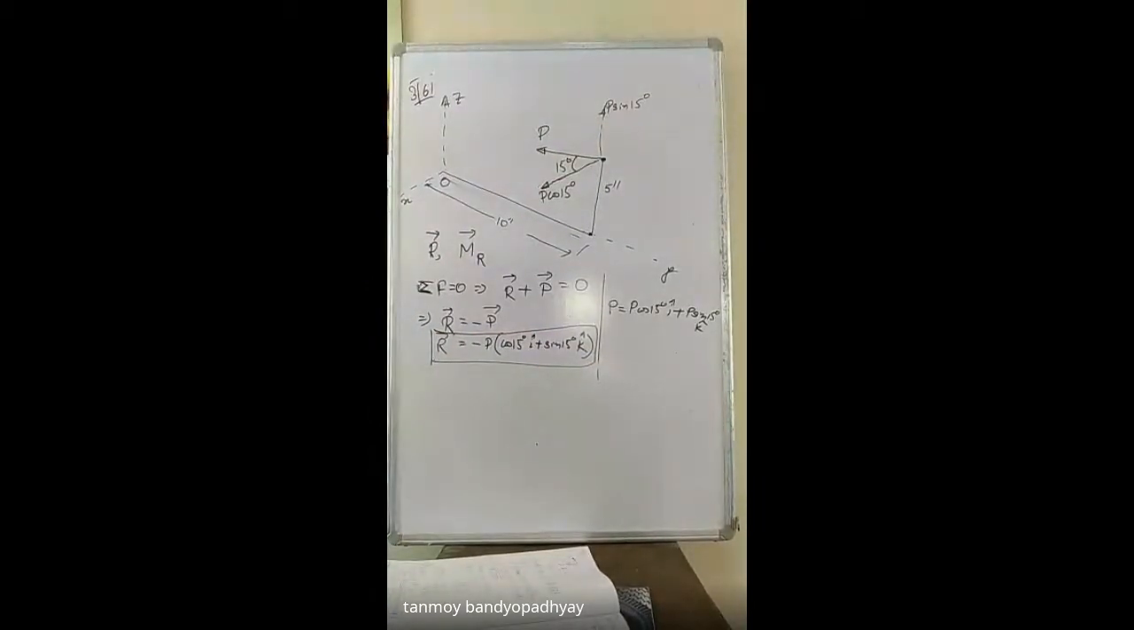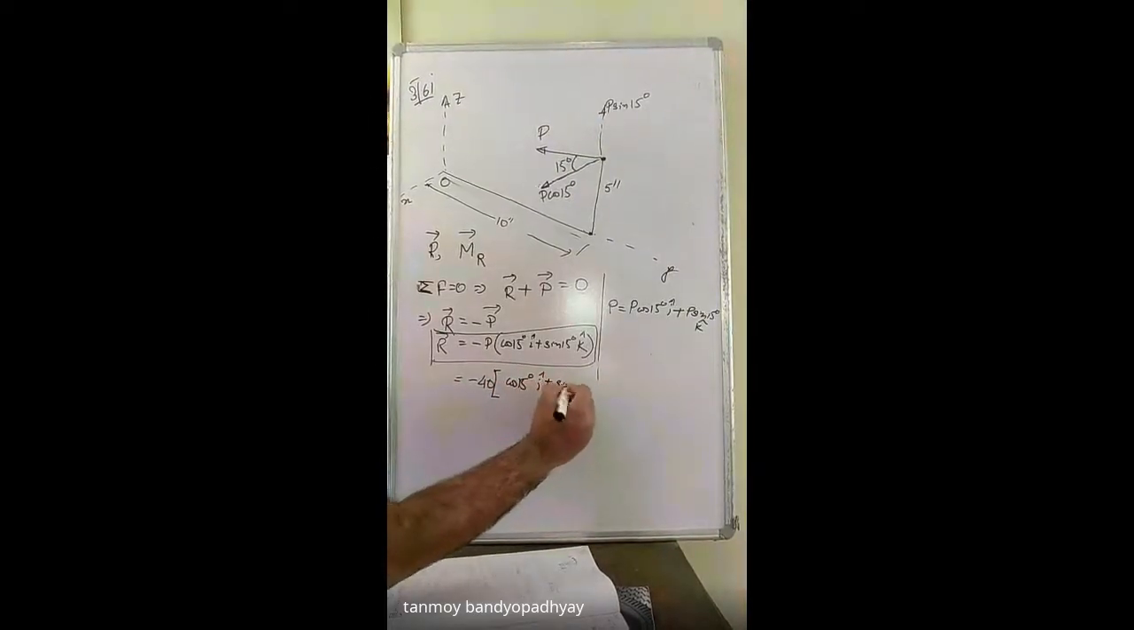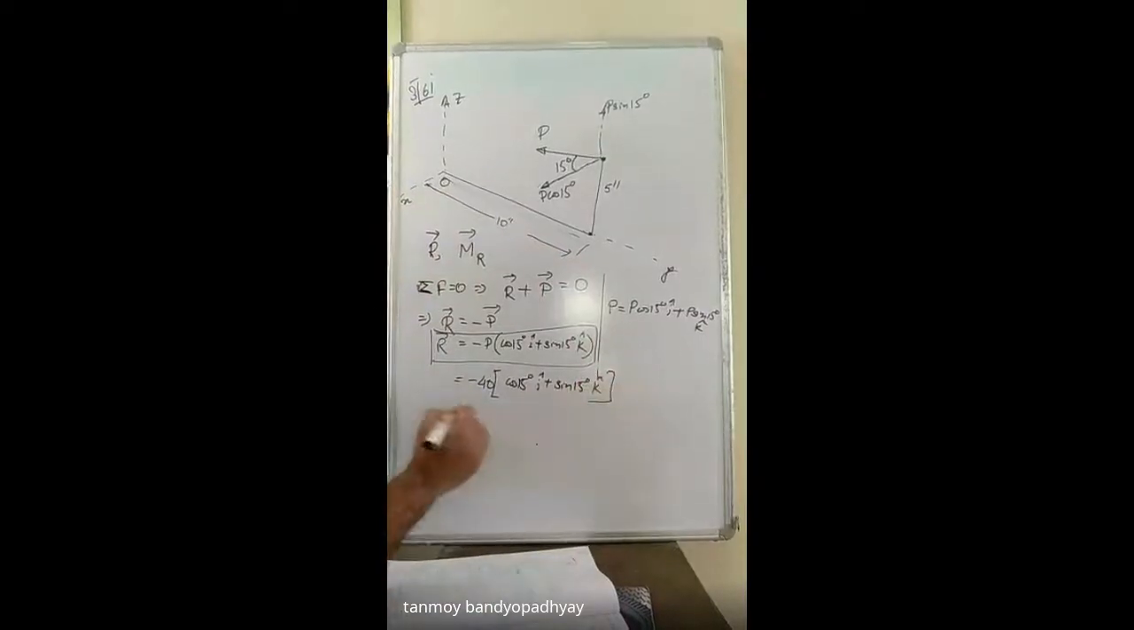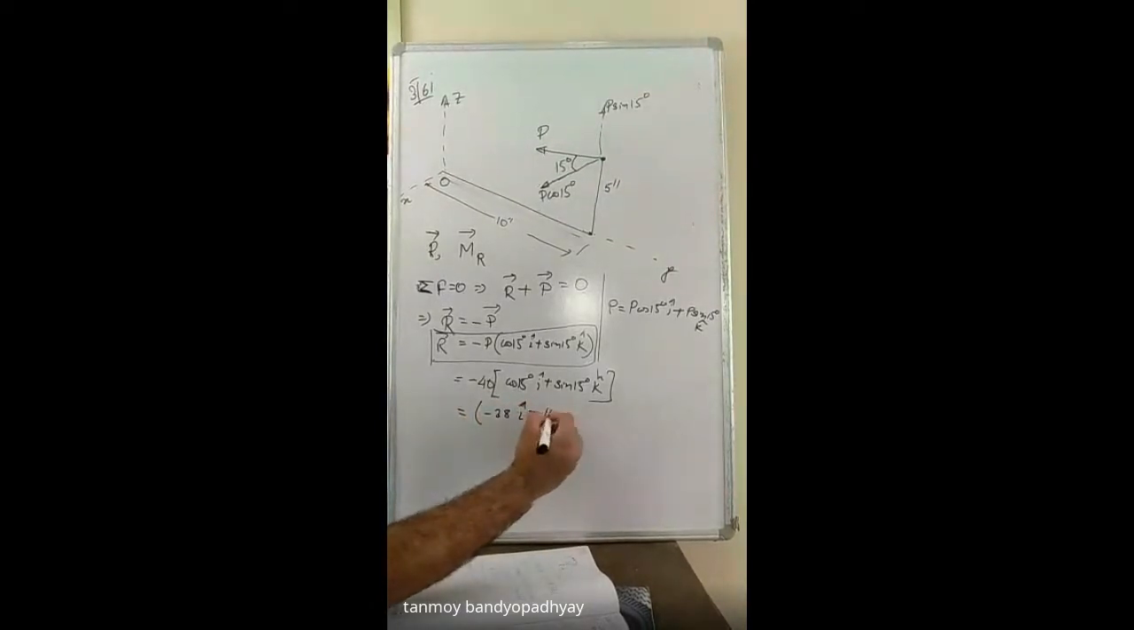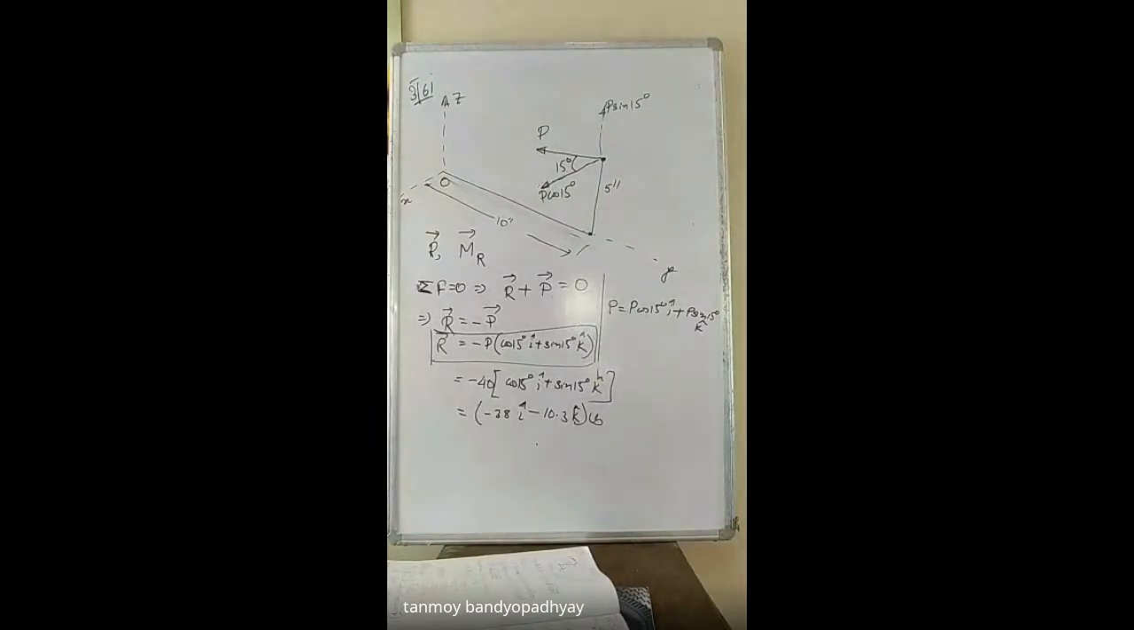Okay? Just calculate. P is given to be 40, I think. Calculate cos 15 and sin 15, so cos 15 i cap plus sin 15 k cap. Just calculate these values and see what you are getting. I have got minus 38 i cap minus 10.3 k cap pounds. Just see whether you are getting the value of vector R. So this is the resultant vector R.